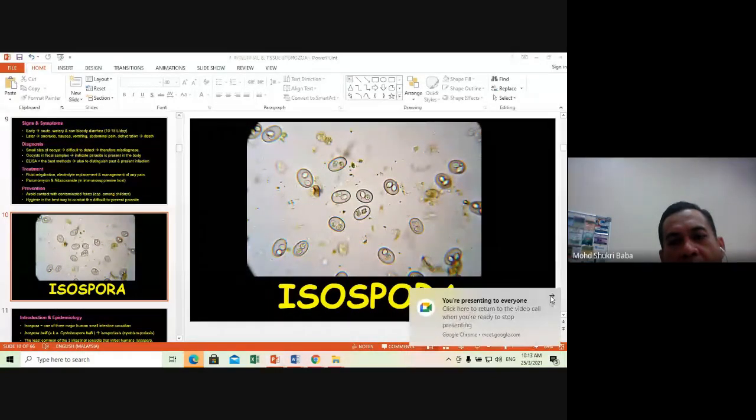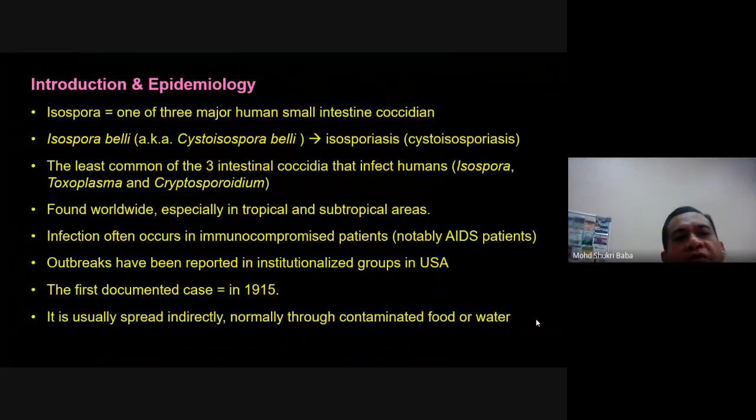Okay, Isospora. Isospora is one of the major human small intestine coccidian. Coccidian is kumpulan salah satu kumpulan sporozoa yang berada dalam intestine. Isospora belli, which sometimes is also known as Cystoisospora belli, can lead to the disease called isosporiasis or cystoisosporiasis. So this is the disease caused by Isospora.